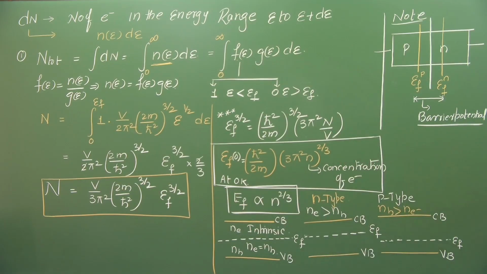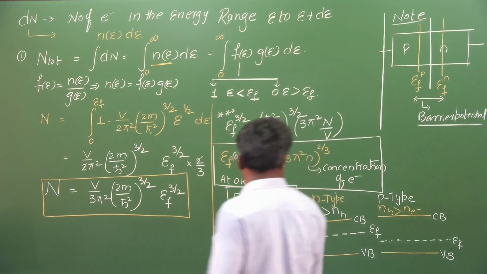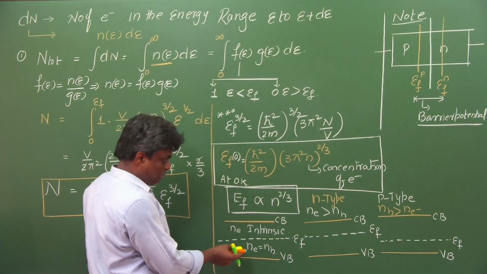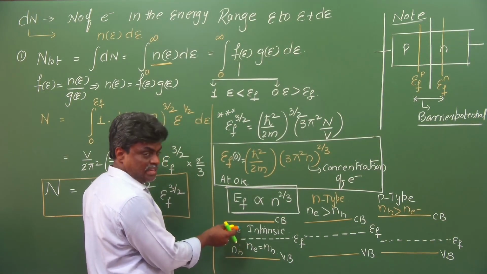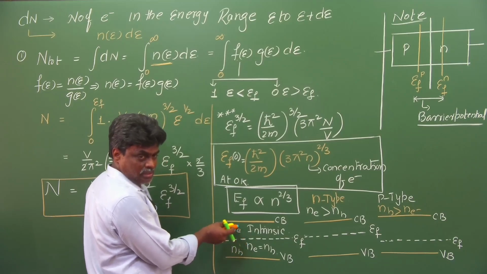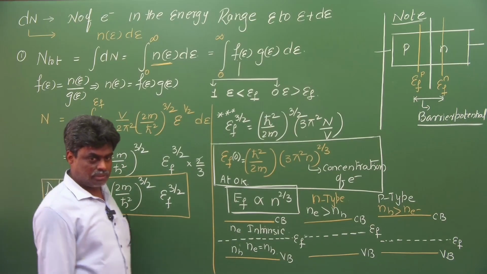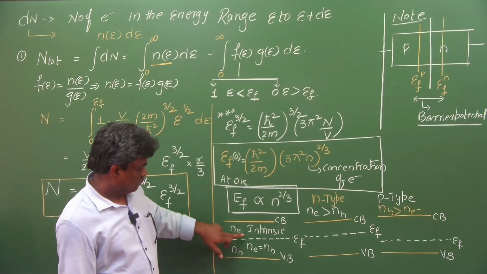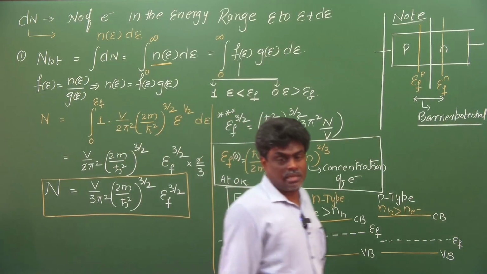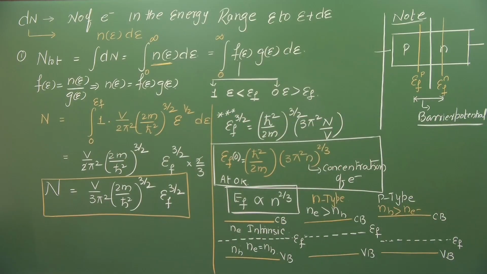Good. She is showing the proof. Holes: in the valence band, the electrons are vacating and going here. Vacating is nothing but the holes, and occupying is nothing but the electrons. In an intrinsic semiconductor, the concentration of holes and the concentration of electrons are both the same.